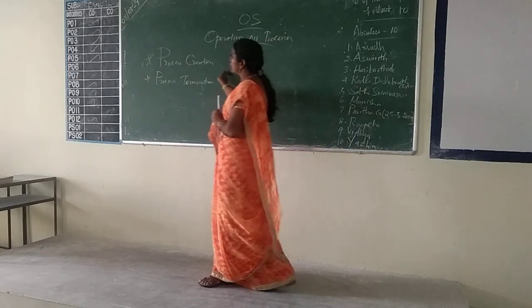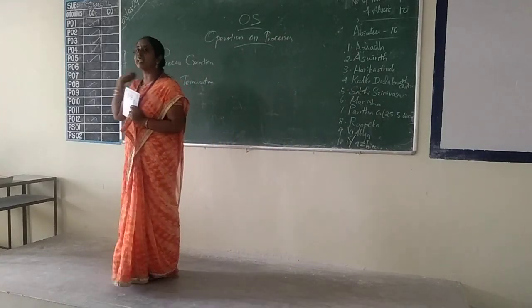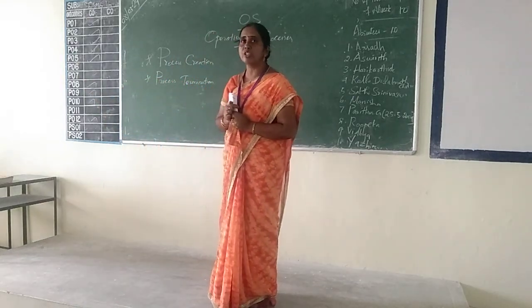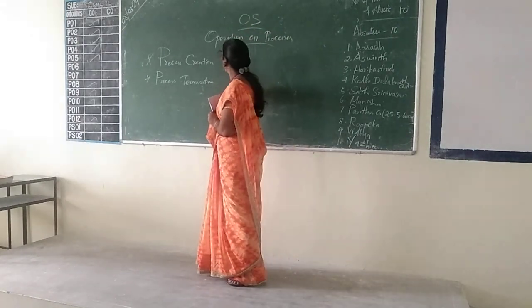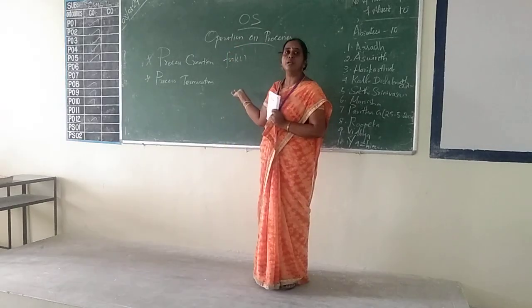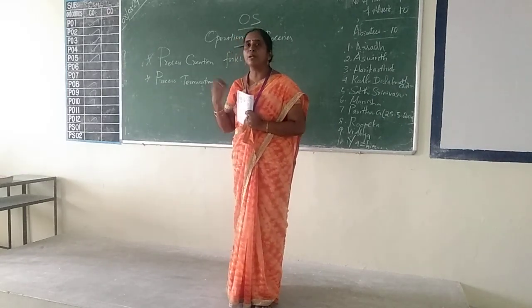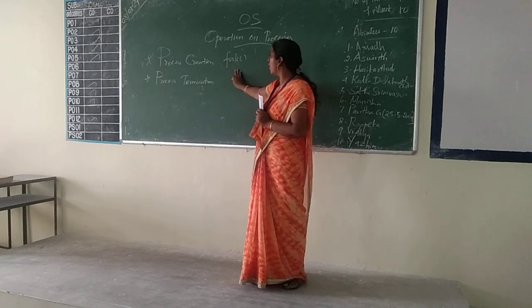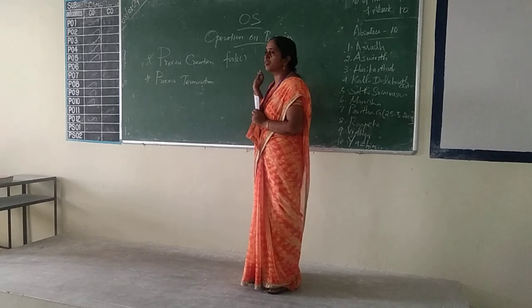The first operation is process creation. This represents creating a process. To create a process, we can use one system call. The name of the system call is fork. The fork system call is used to create a process. If one process wants to create another process, that is possible by using the system call fork.